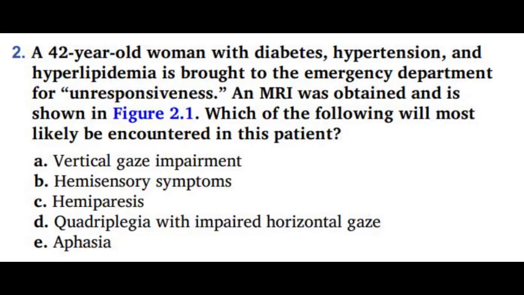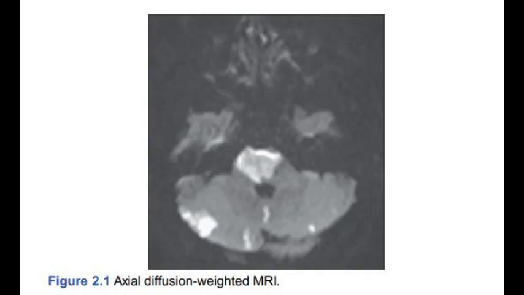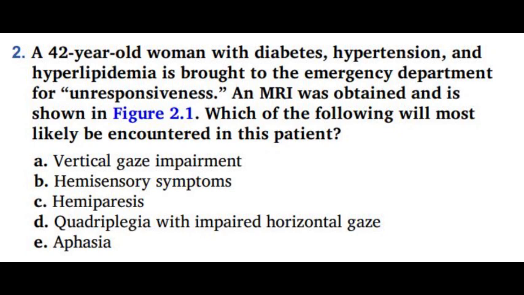Option A says vertical gaze impairment. So we said now, that is unlikely. How will it be unlikely? Because the vertical gaze center is in the midbrain. Then we have hemisensory symptoms. Now, if you take a look at the MRI, you will see that there is actually a bilateral lesion. So it's unlikely for you to have hemisensory symptoms. It's going to be both parts of the body that will be affected, not just half. Hemiparesis is also unlikely, because, like I said, there's bilateral involvement. D: quadriplegia with impaired horizontal gaze.